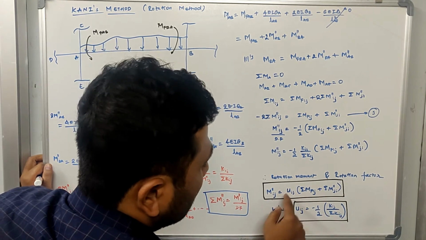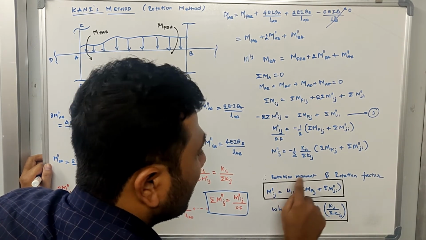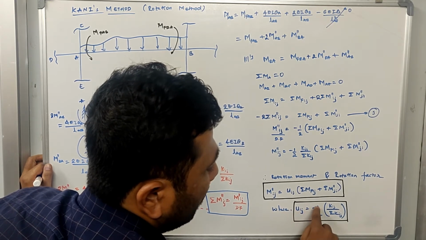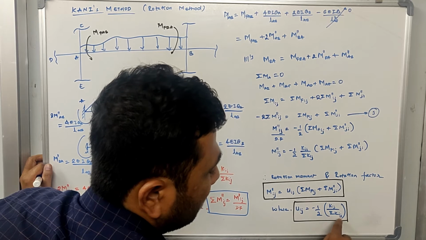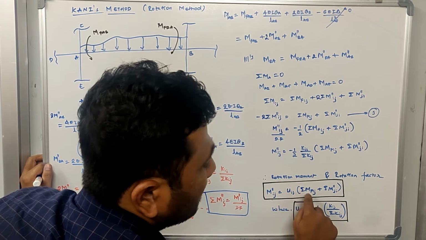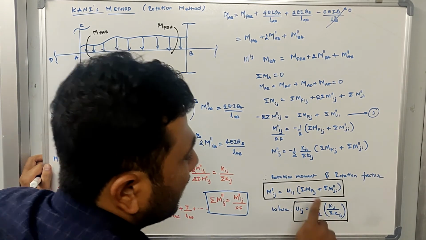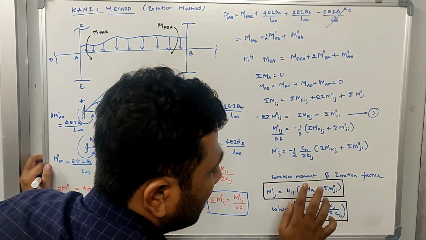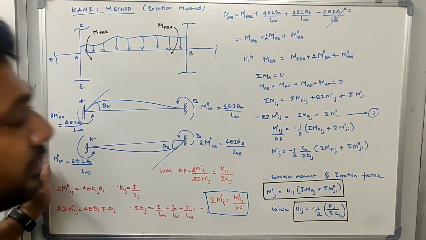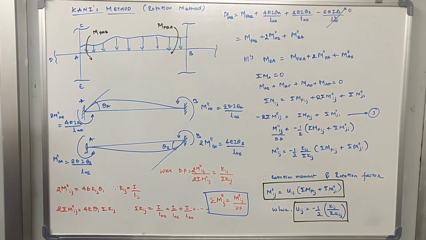So now this is the equation to calculate m double dash ij. So rotation moment is m double dash ij and rotation factor is uij. Uij is calculated by minus 1 by 2 into bracket kij divided by summation of kij. mij, which is rotation moment, can be calculated by uij into bracket summation of mfij plus summation of m double dash ji. Okay, mfij is representing the summation of fixed end moment at any given joint. M double dash ji is representing the summation of far end rotation moments. Okay, I hope this is very much clear.